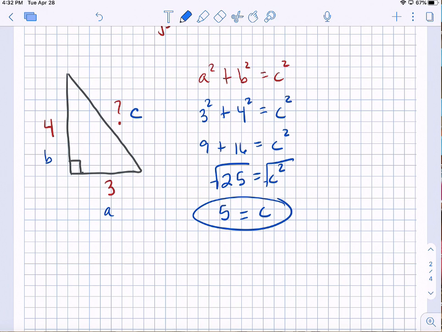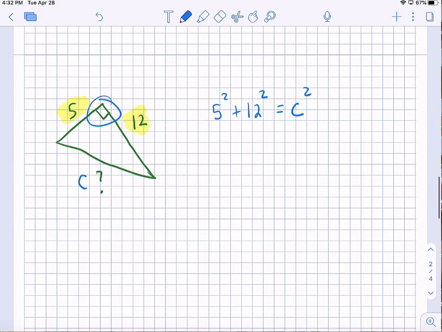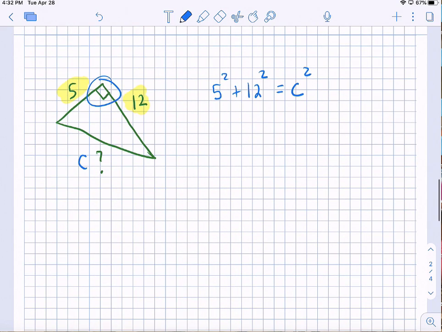That's good. My hypotenuse, my c value, is 5, which is more than 3 and 4, so that's good. Again, here too, I know my final answer better be more than 5 and more than 12. Otherwise I made a mistake, because the c value has to be the longest side. All right, 5 squared is 25, 12 squared is 144.